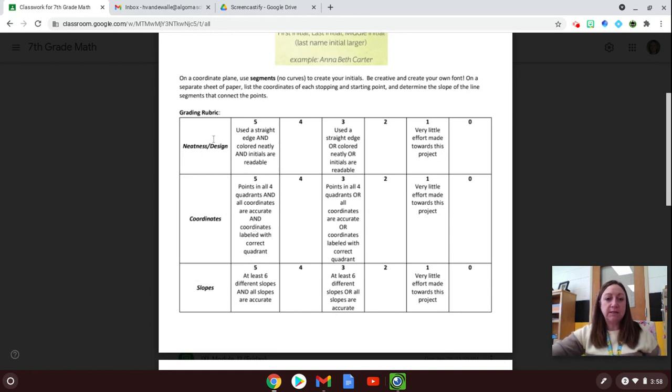Okay, as far as neatness and design, you should be using a straight edge when you're doing your final product, and it should be colored. And I should be able to read your initials, like I should be able to tell what those letters are. Sometimes people get a little bit crazy, and I can't really read what they are.